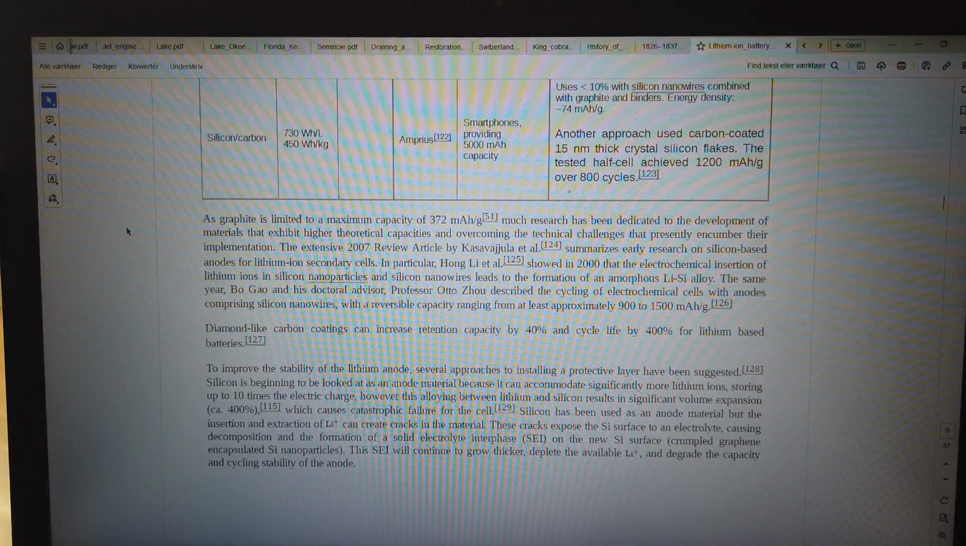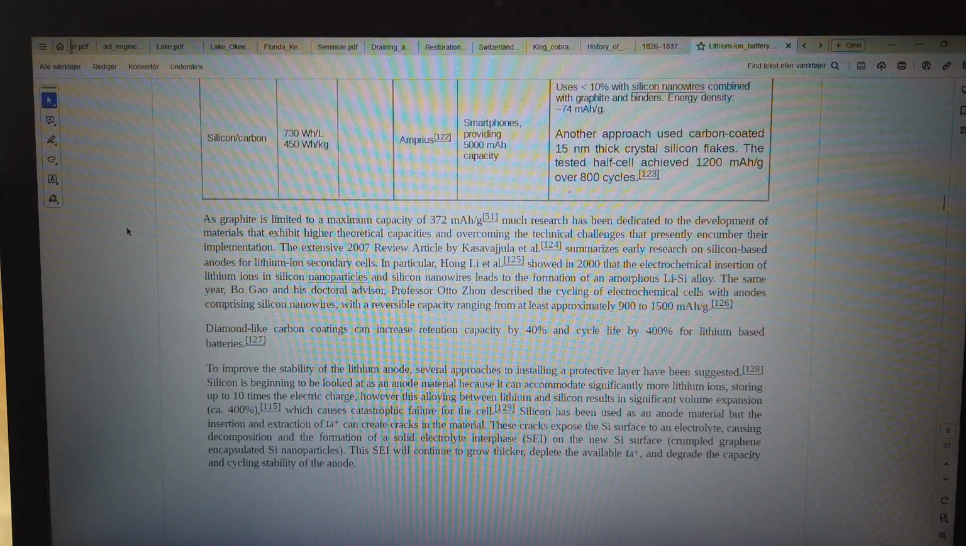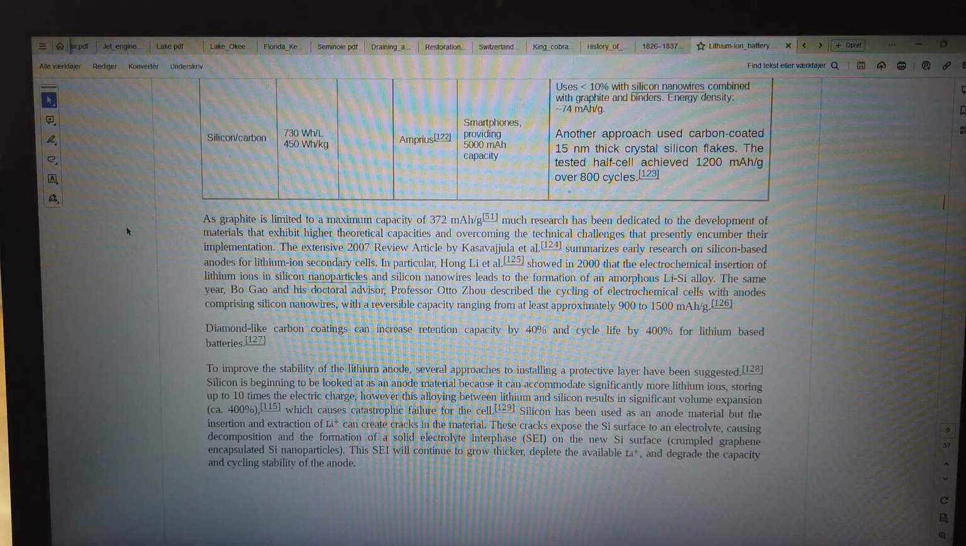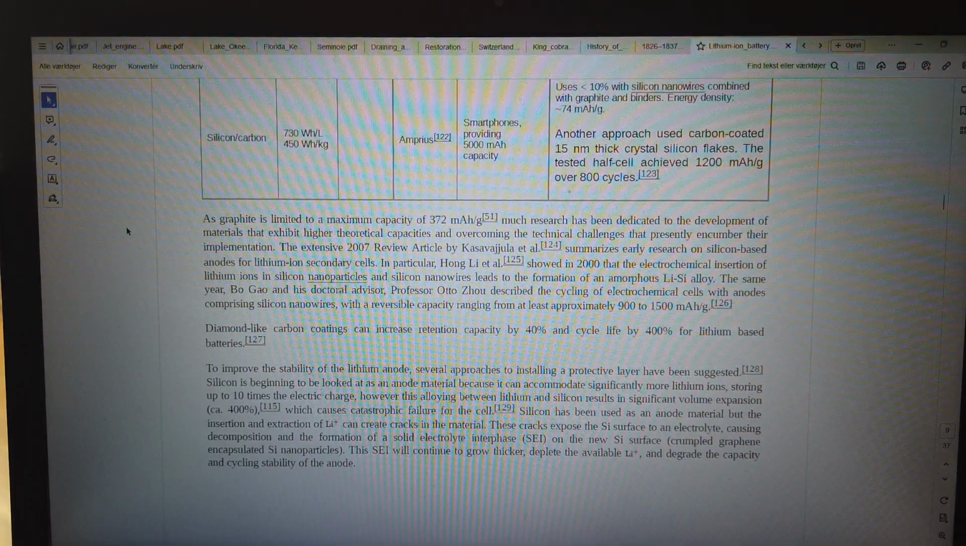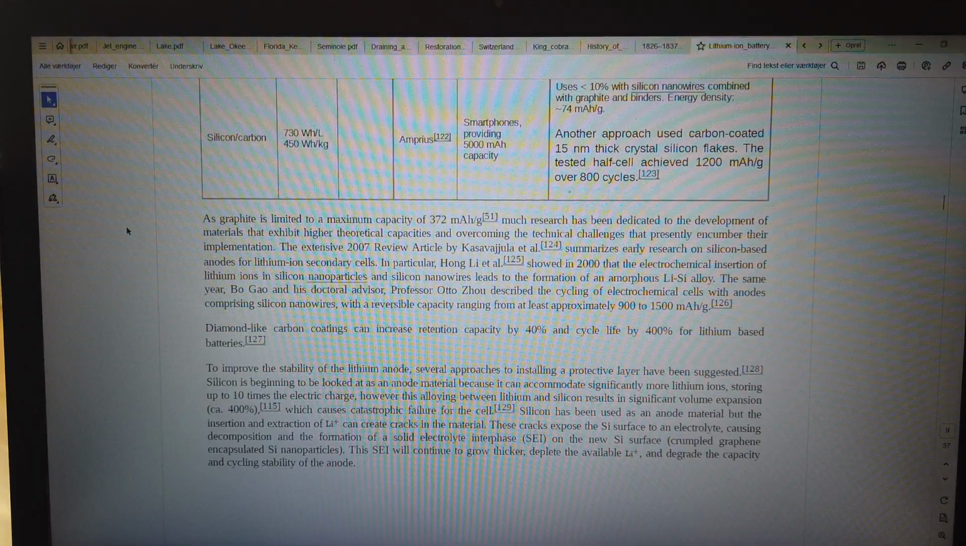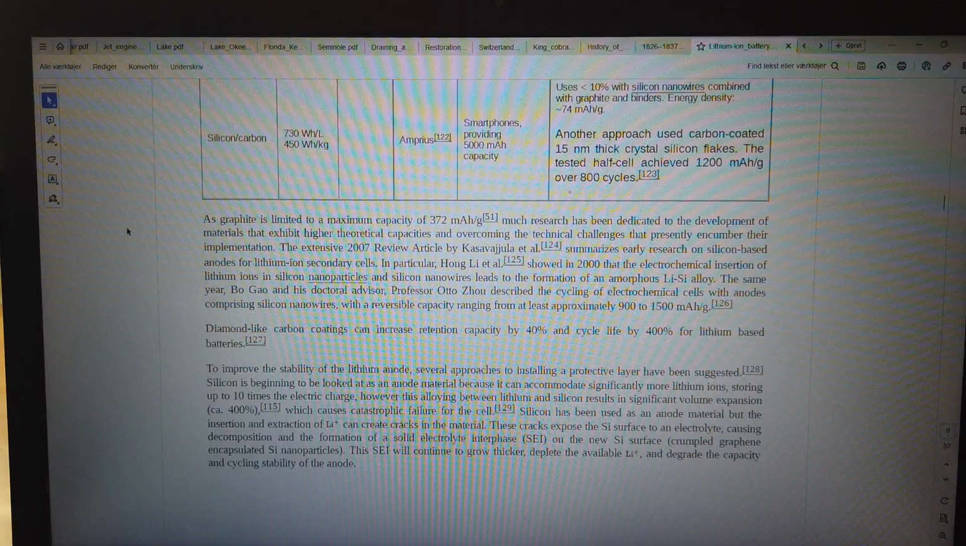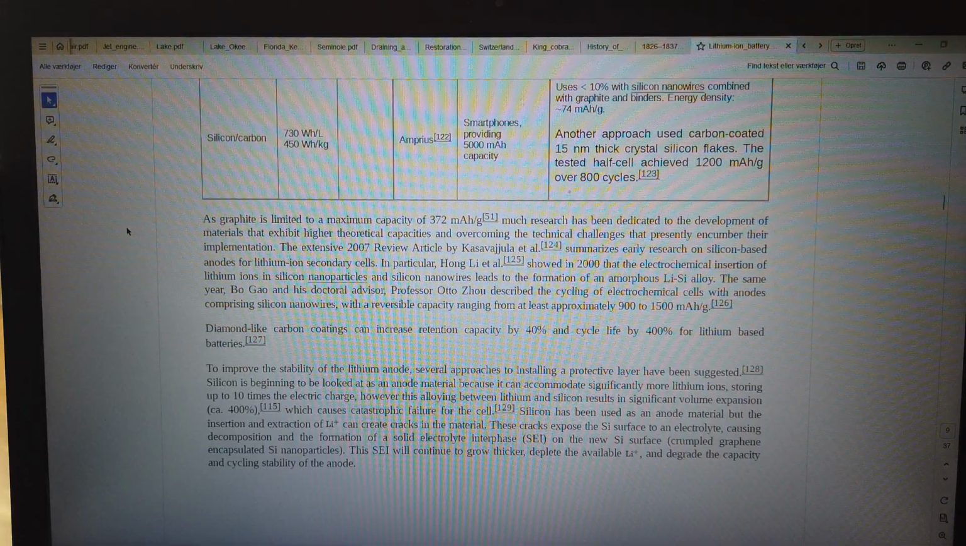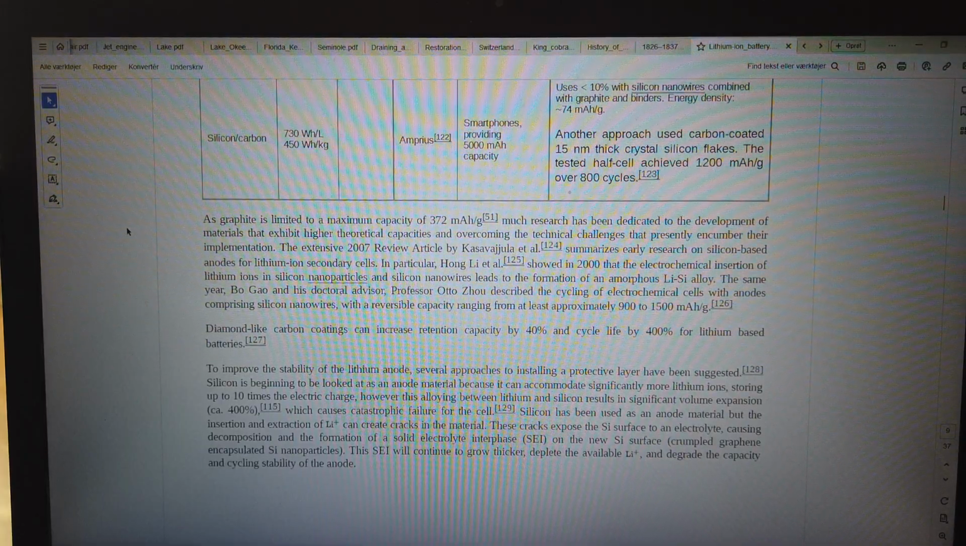[123] As graphite is limited to a maximum capacity of 372 mAh/g [51], much research has been dedicated to the development of materials that exhibit higher theoretical capacities and overcoming the technical challenges that presently encumber their implementation. The extensive 2007 review article by Kasavajjula et al. [124] summarizes early research on silicon-based anodes for lithium-ion secondary cells.